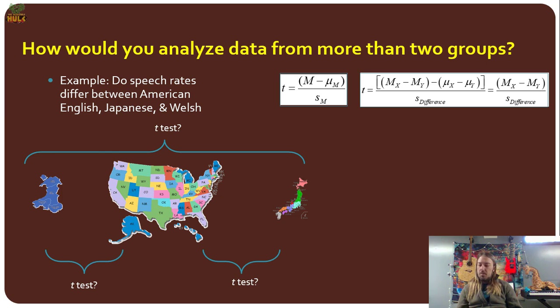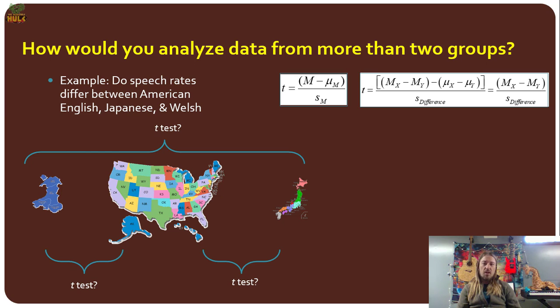Okay, so going back, do speech rates differ? So we can pick three big cultures: American culture, right? American English, we can measure those speech rates. Japanese culture tends to be thought of as a relatively quick speaking culture, so we should expect them to be relatively fast compared with the United States. And then finally, the Welsh language is thought to be somewhat slower. And so it's possible then that Welsh speech rates differ from American speech rates.